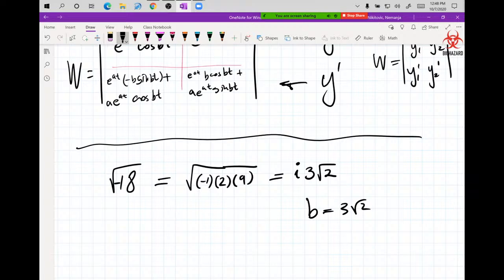And next class, we are working on mechanical vibrations. So we are going to take these complex roots and give them meaning in mechanical engineering. Eventually we'll do electrical as well, but for now just mechanical.